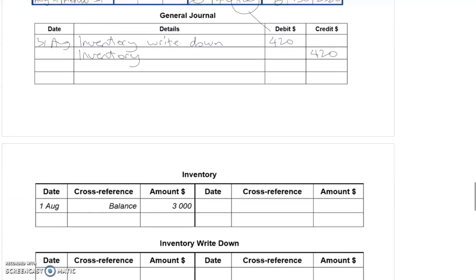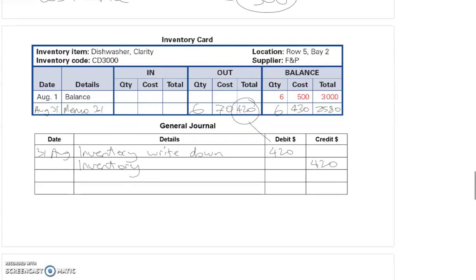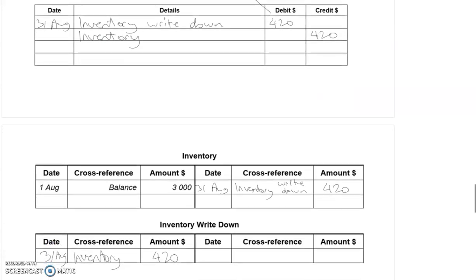Now let's post this to our general ledger. So our inventory account, we have credited inventory. So 31 of August, cross-reference was inventory write down for 420, and our inventory write down we have debited, our cross-reference being inventory for 420. So that is how you record an inventory write down in your inventory card, your general journal, and then post it to your general ledger.